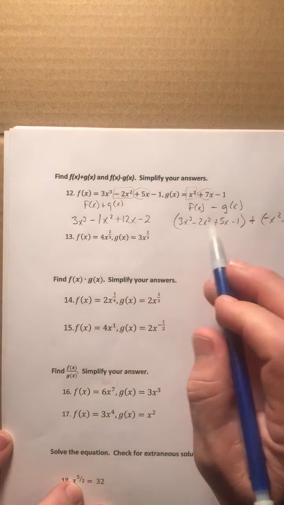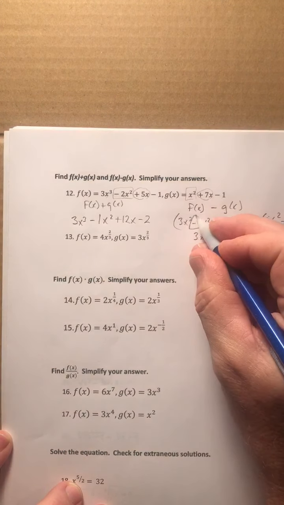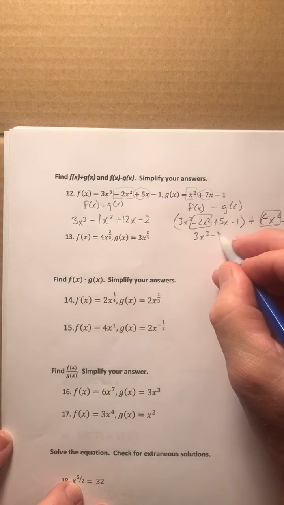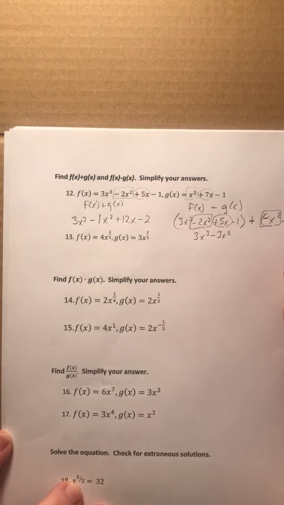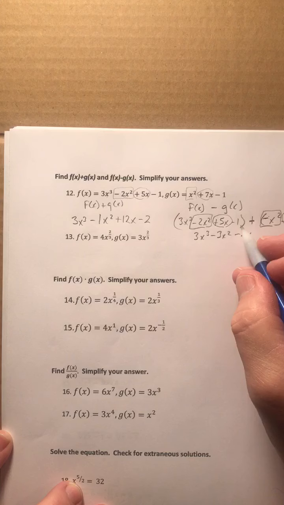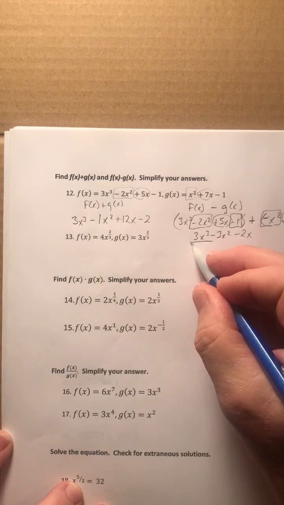So now I got 3x cubed, no other x cubed terms. I have a negative 2x squared and a negative 1x squared gives me a negative 3x squared. I have a positive 5x, a negative 7x, which gives me a negative 2x. And then I have a negative 1 and a positive 1, and they cancel out. So that would be my answer.